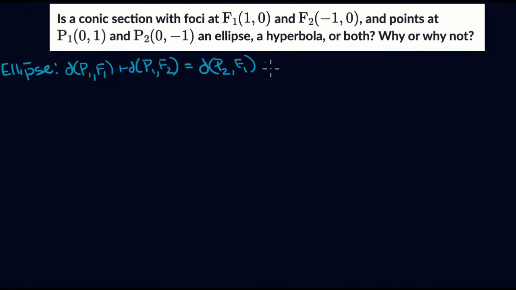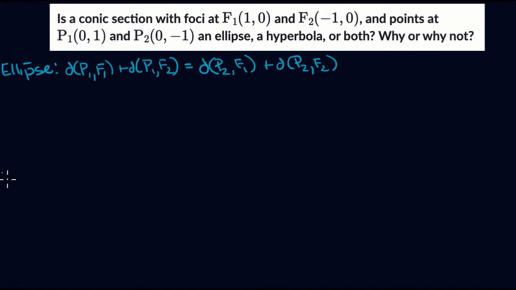All right, so let's just remind ourselves, if we're dealing with an ellipse, then we know that the distance from P1 to F1 plus the distance from P1 to F2, so the sum of the distances of P1 to the different foci, that should be equal to the sum of the distances for point 2. So from P2 to F1 and from P2 to F2.